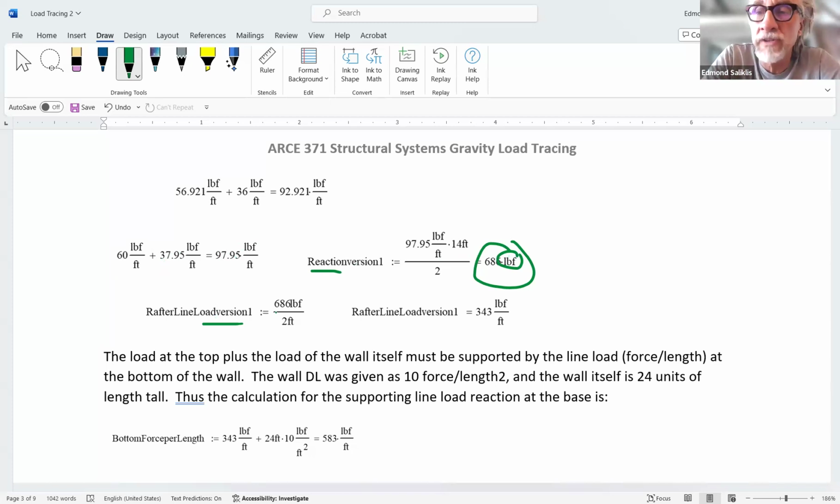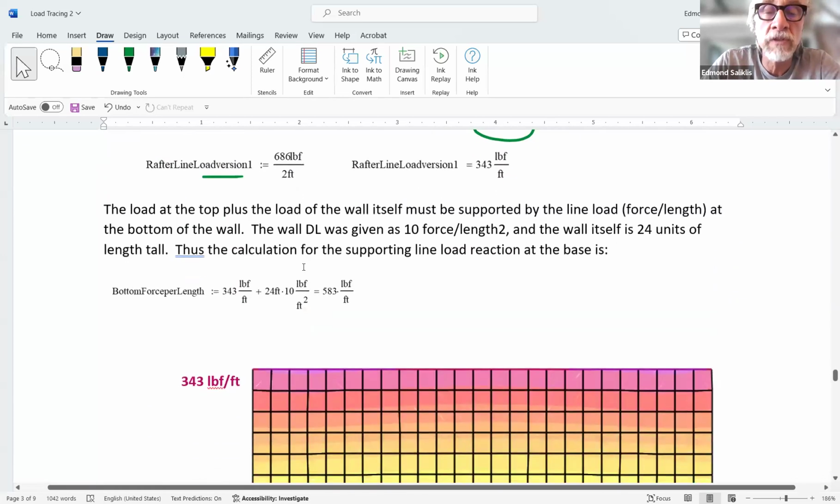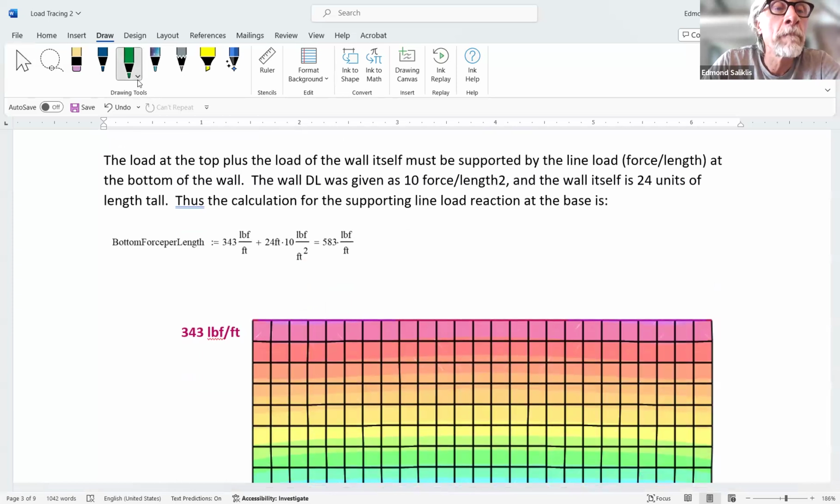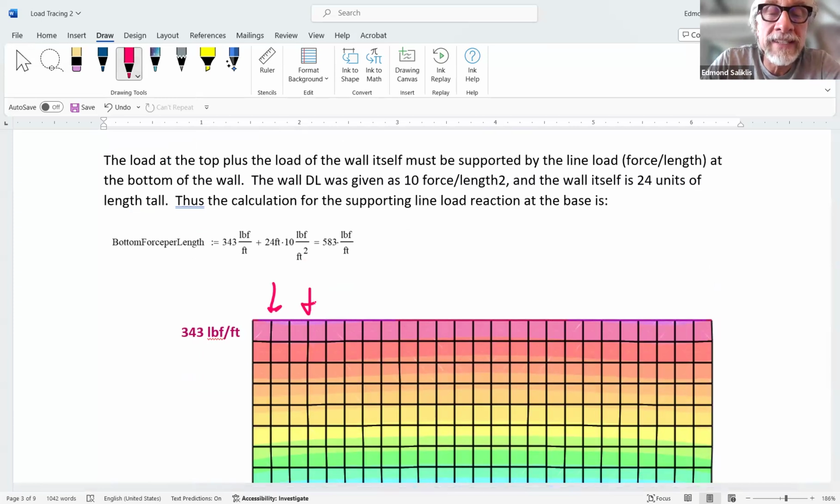And this is the hardest part. Students never understand this. Which length do I use? So let me show you this picture and then maybe it'll make sense. This is the hardest part of the lesson. Here I have a rafter. The next one is 2 feet away. The next one is two away. But these are all forces. This is a force. This is a force. This is a force. Let's say it's 685. It doesn't matter what the number is. It's a force. It's not a force per length.